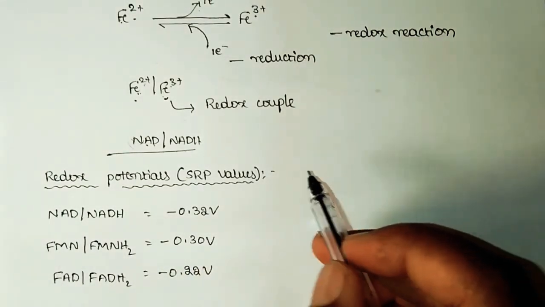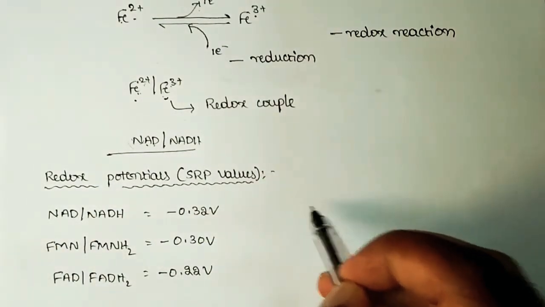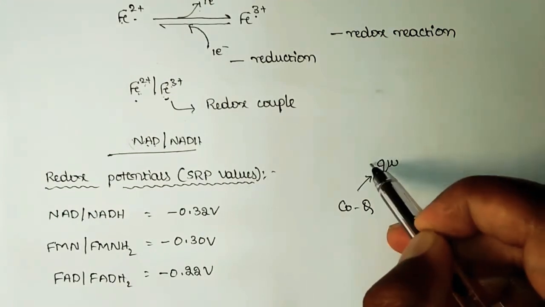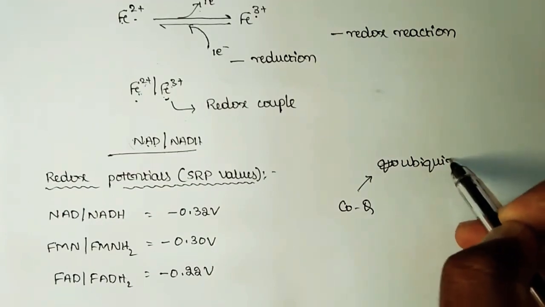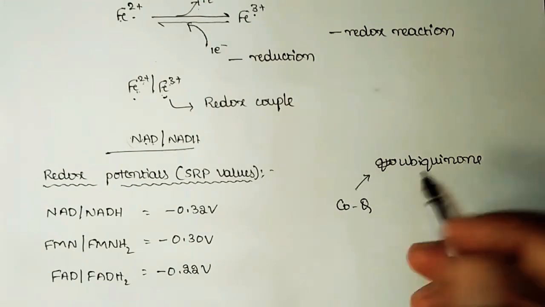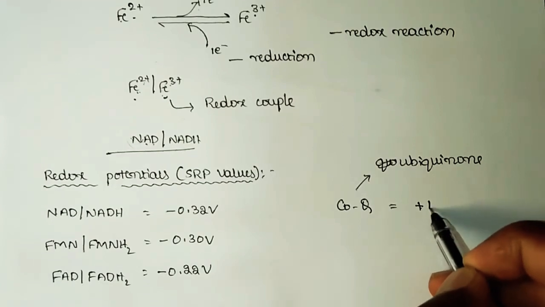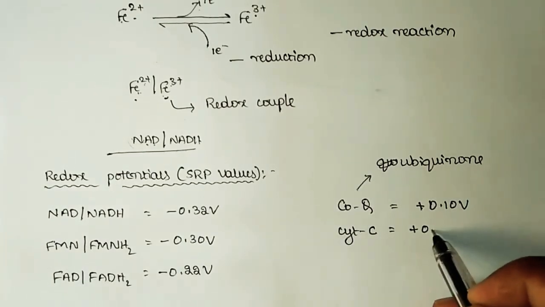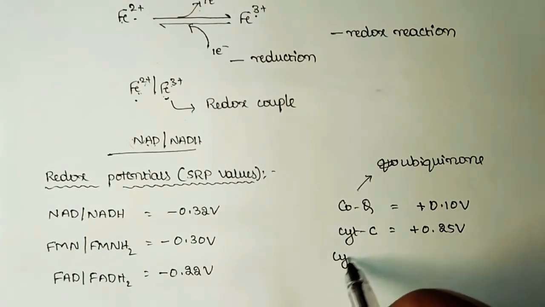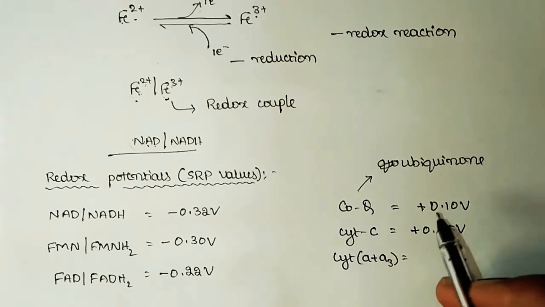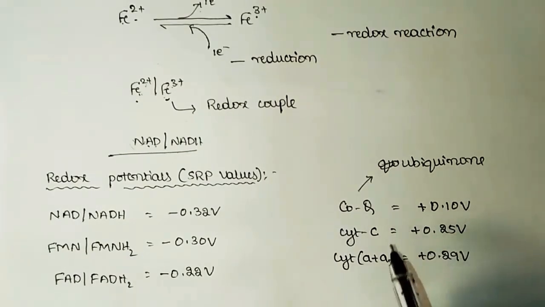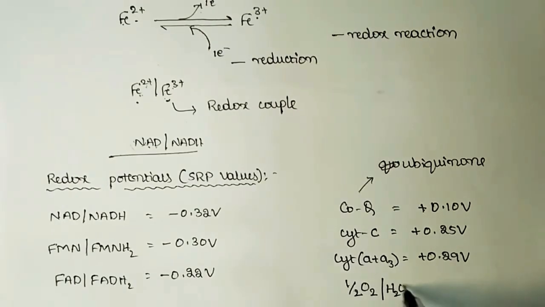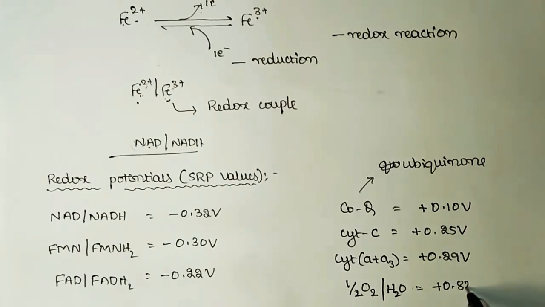Now we shall consider a few more examples of redox potentials. For coenzyme Q, which is called ubiquinone, the standard reduction potential is 0.10 volt. For cytochrome C, the standard reduction potential is 0.25 volts. For the other cytochrome, a combination of cytochrome A plus A3, the standard reduction potential is 0.29 volts. And for the reaction half O2 to H2O, the standard reduction potential is plus 0.82 volts.